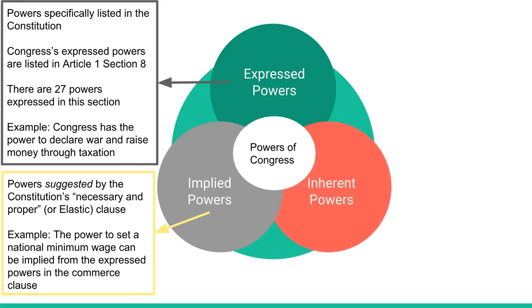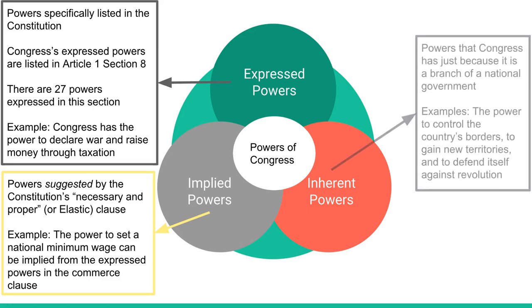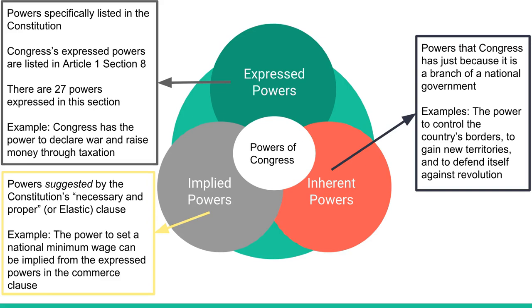The final type of power that Congress has are inherent powers. These are powers that Congress has just because it's part of our national government. National governments just have some powers by the fact that they are a national government. These would be the power to control the country's borders, the power to gain new territory through expansion, the power to defend itself against revolution. These are just assumed to be powers that a government has just by the fact that it is a government.